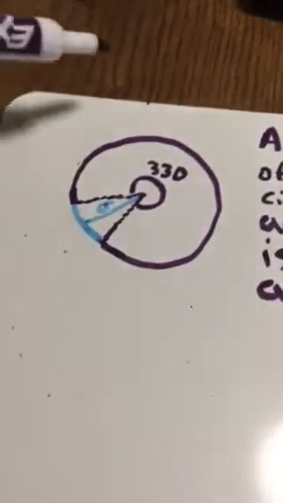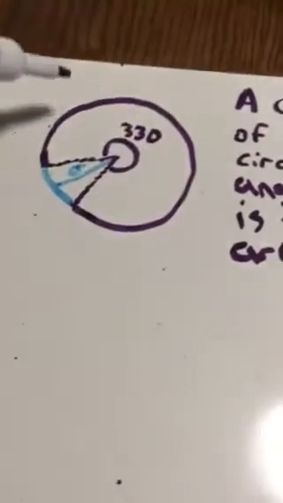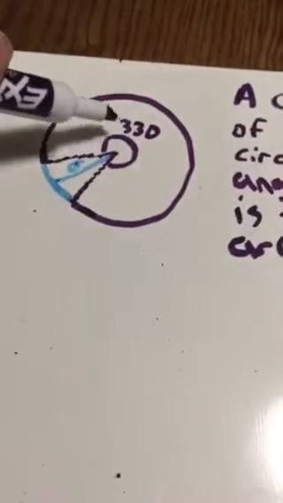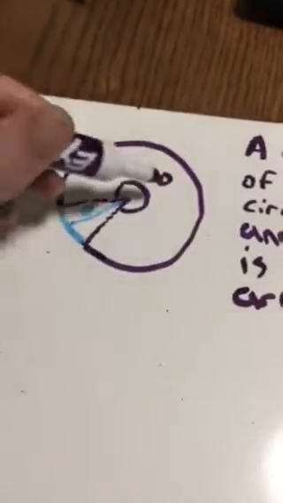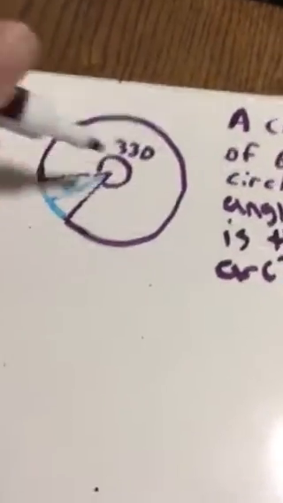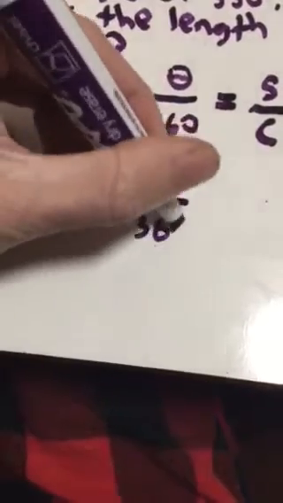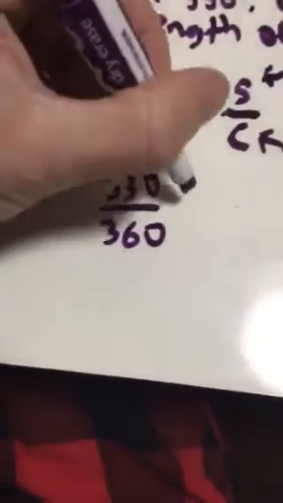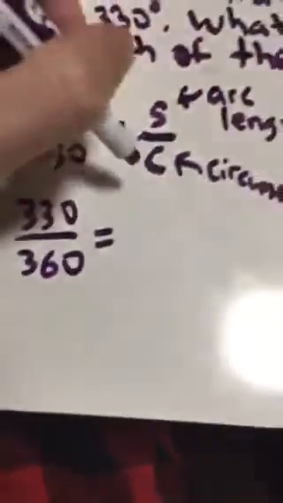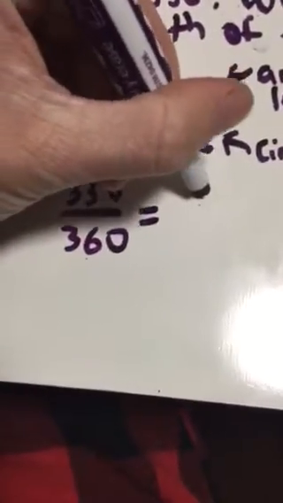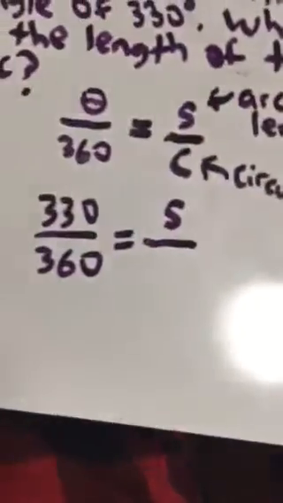And so what we'll do now is we'll plug in some numbers. Now, we're looking for this arc length in purple, okay? So that means I'm going to use this as my theta. This 330 degrees will be my theta since it's the central angle for that arc that we want to find. So we do 330 over 360 equals, now we don't know what the arc length is, so we're just going to leave it S, that's what we want to find, over the circumference.